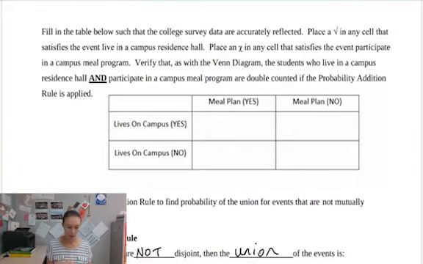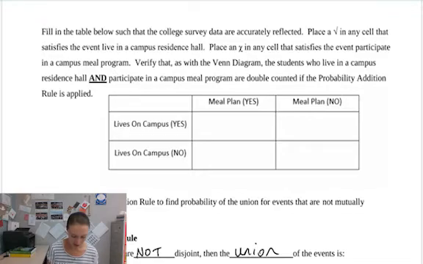Instead of a Venn diagram, you could also just make a table. I'm more of a fan of tables personally, just because I'm a more linear thinker. I like straight lines and boxes more than circles. And I find that the table has a little bit more information for me.